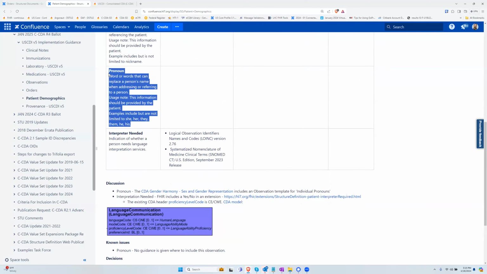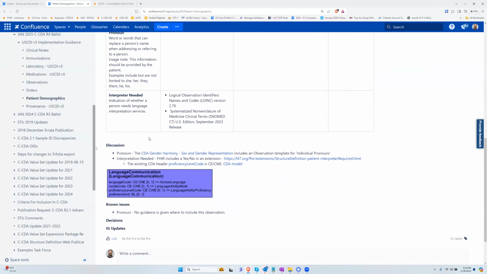Pronoun is a little tricky. There is a template in the gender harmony guide, and we talked about this yesterday. But we're not exactly sure where the expectation of this would go. We've got to reach out to Rob McClure. So there's a possibility, and that's where we talked about that potential new demographics section.